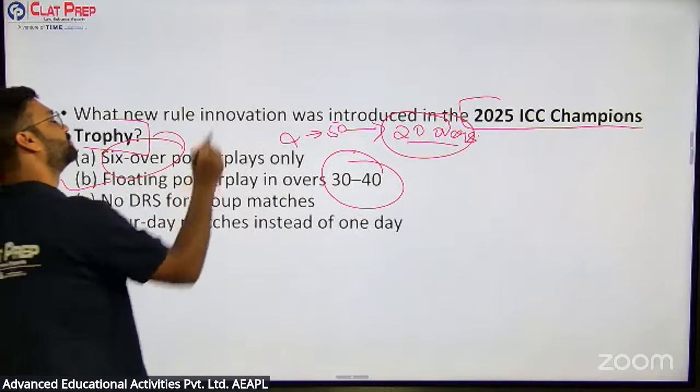Then, no DRS for the group matches. Why no DRS? What's the reason? In fact, DRS is a technology that helps the umpires in reaching better and more accurate decisions. Then why would they remove DRS in group stage matches? 4-day matches instead of 1-day match. Again, a very extreme option which can be eliminated.